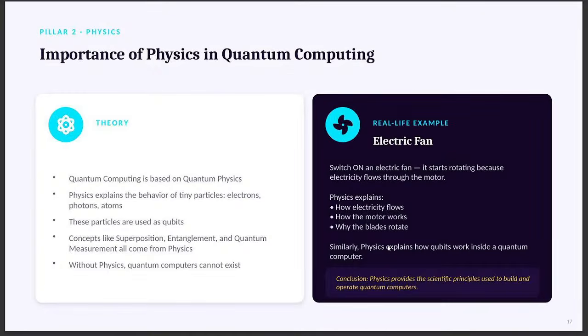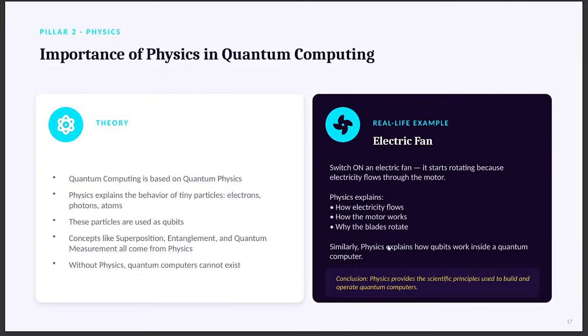Physics also explains some special quantum properties. These include, as I already mentioned, superposition, entanglement, quantum measurement, the uncertainty principle, quantization, and wave-particle duality. Don't worry about these terms. We'll learn each one in detail in later units. For now, just remember that all these concepts come from quantum physics.